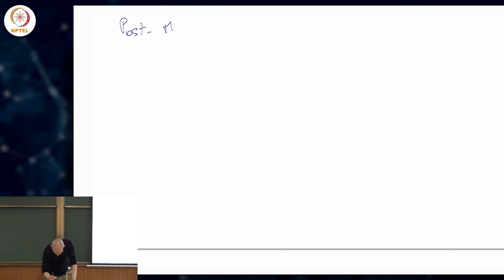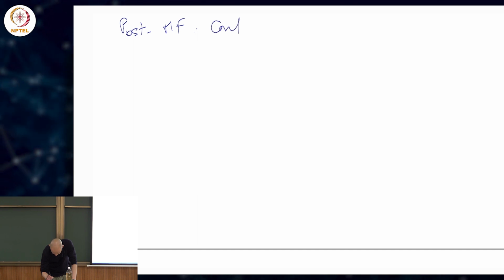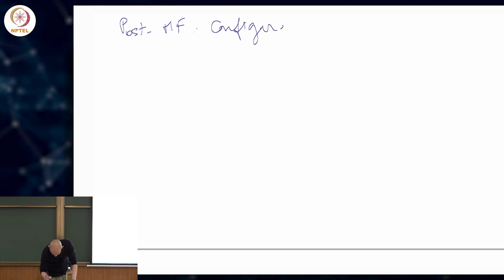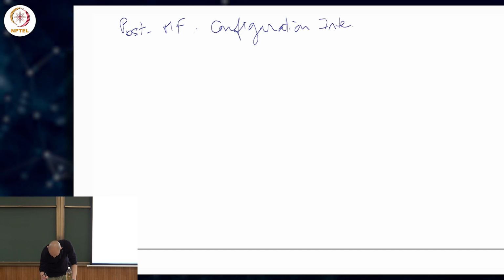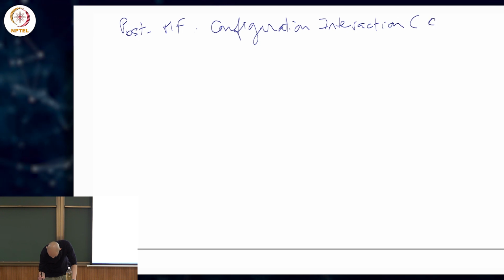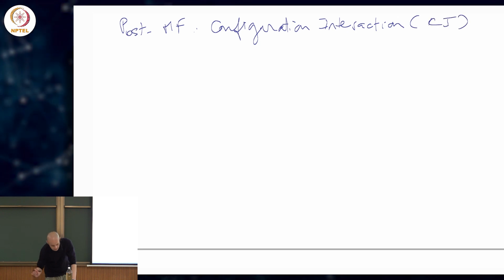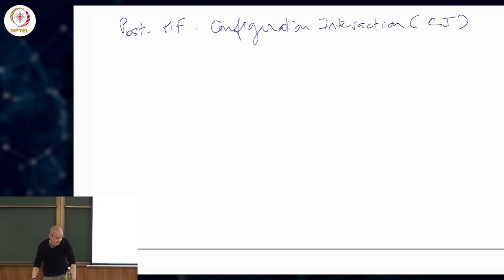This we call post-Hartree-Fock methods. So all the methods that go beyond Hartree-Fock. And one of them is configuration interaction. We call them CI. Because as I said, we like acronyms, so I'm going to call them CI.